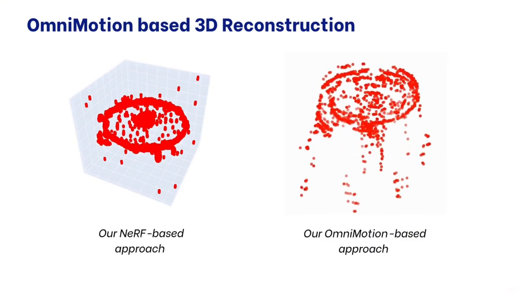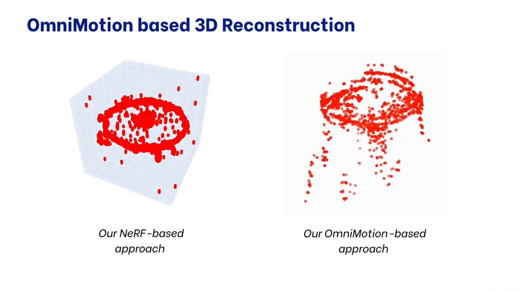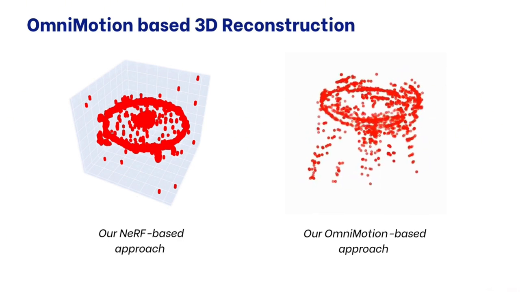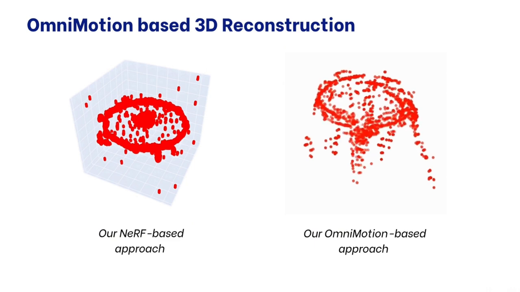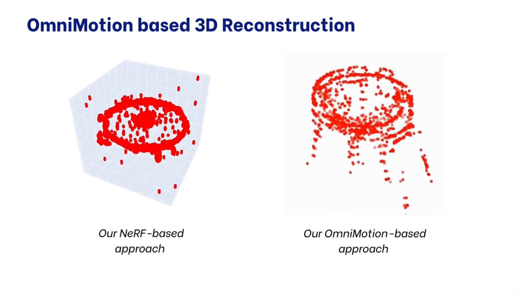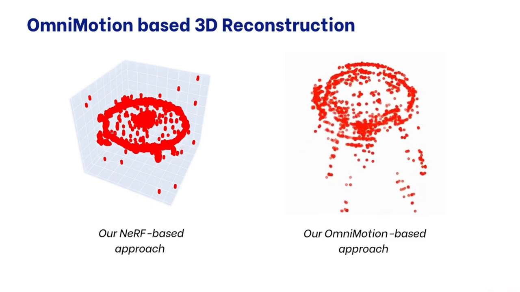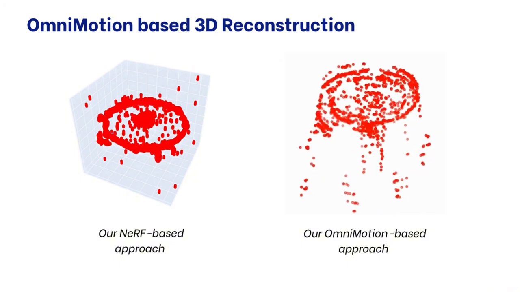Initially, we explored generating 3D point clouds using a NeRF-based approach, but it didn't yield accurate depth information. This was because it used only single view data and didn't consider the temporal movement of the jellyfish. Our OmniMotion-based 3D reconstruction, however, does incorporate temporal information, and with the introduction of the PSF, we have achieved much more accurate 3D point clouds.